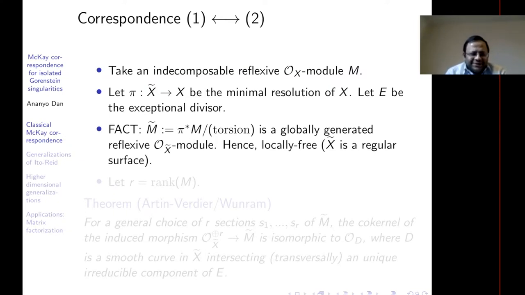This is a bit specific to this situation, so you should not think that this always happens. It is very specific that in this situation, when you pull back to the minimal resolution and you remove the torsion, you end up with a globally generated reflexive module. And as we argued previously, a reflexive module is locally free on a complement of codimension at least 3. Using that argument, because we are in the surface case, we can see this M tilde is locally free.